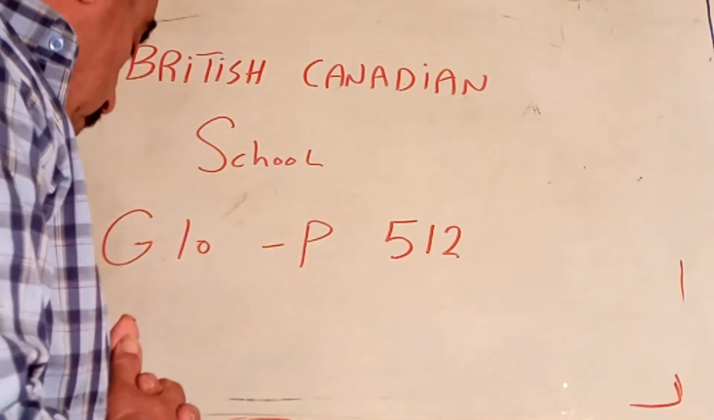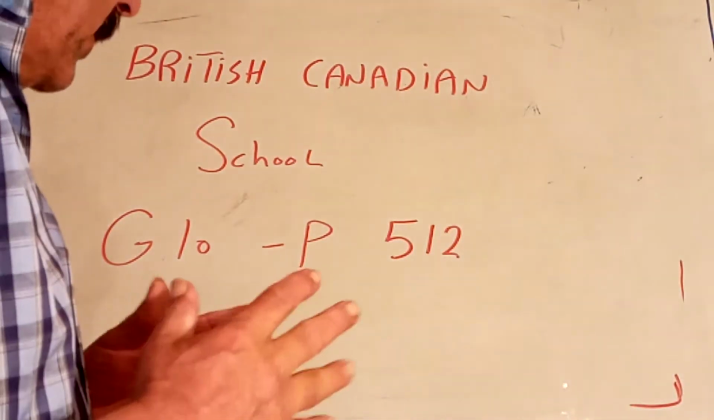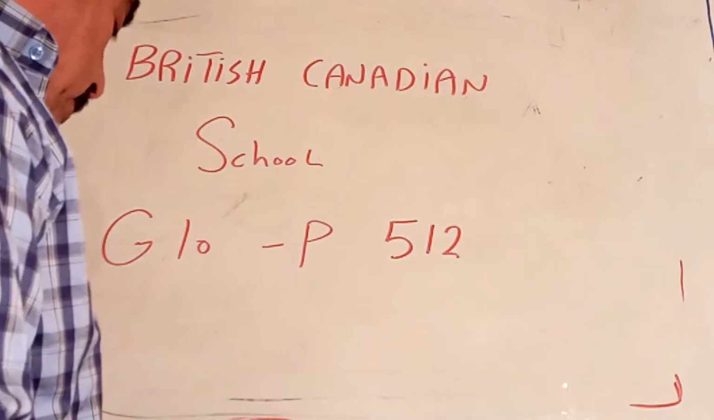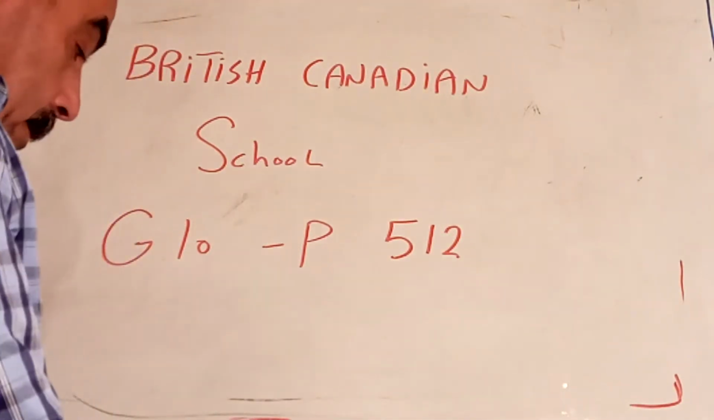We will have a quick review on the volume of the pyramid. Just a quick review. Then we will go further to the volume and surface area of a cone. Let's start.